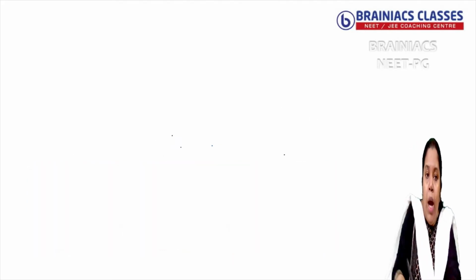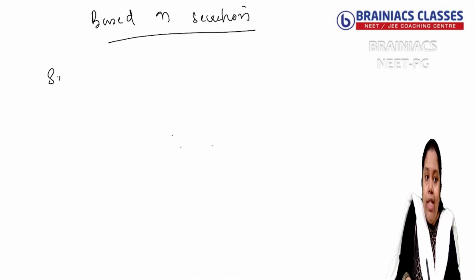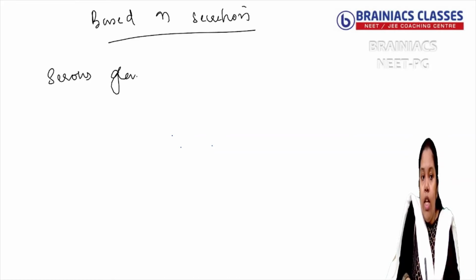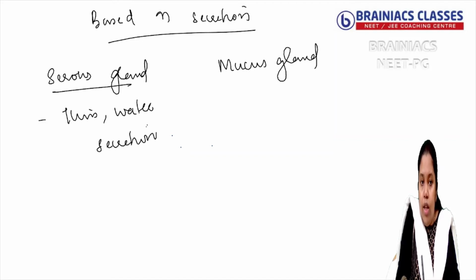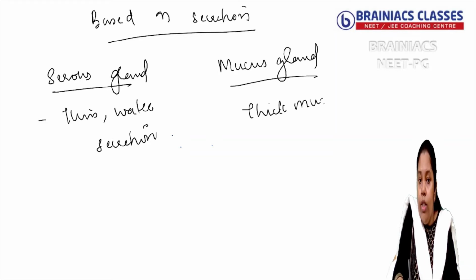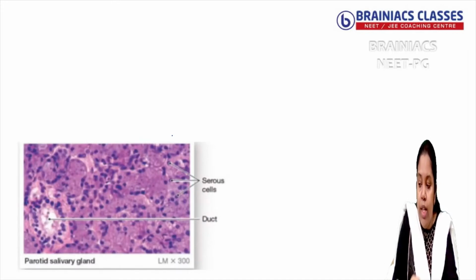Now based on the nature of the secretions, the glands are divided into serous glands and mucinous or mucus glands. Serous glands have a thin watery secretion. Mucus glands have a thick mucoid secretion. We will take each one. First, the serous gland. Example is the parotid salivary gland.